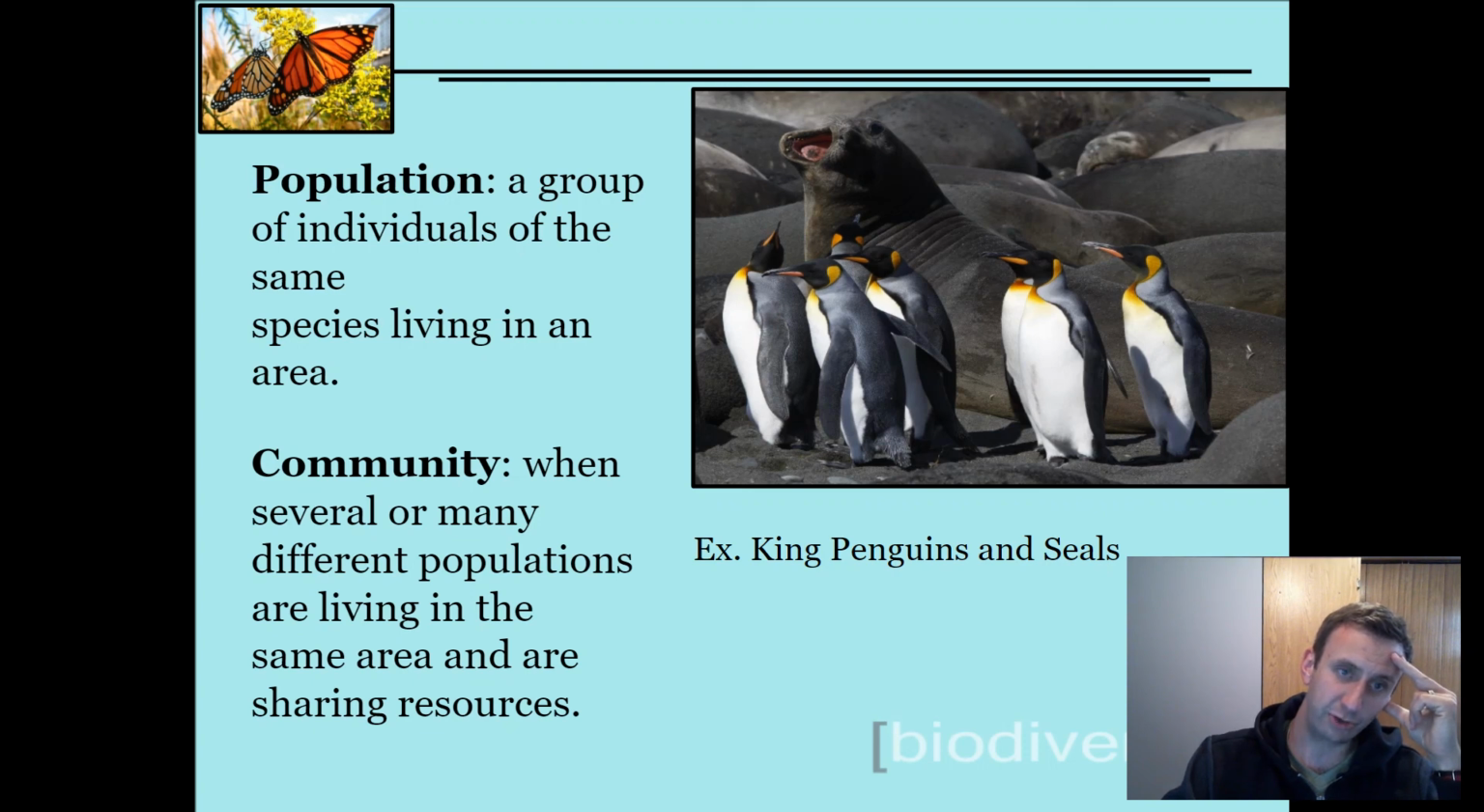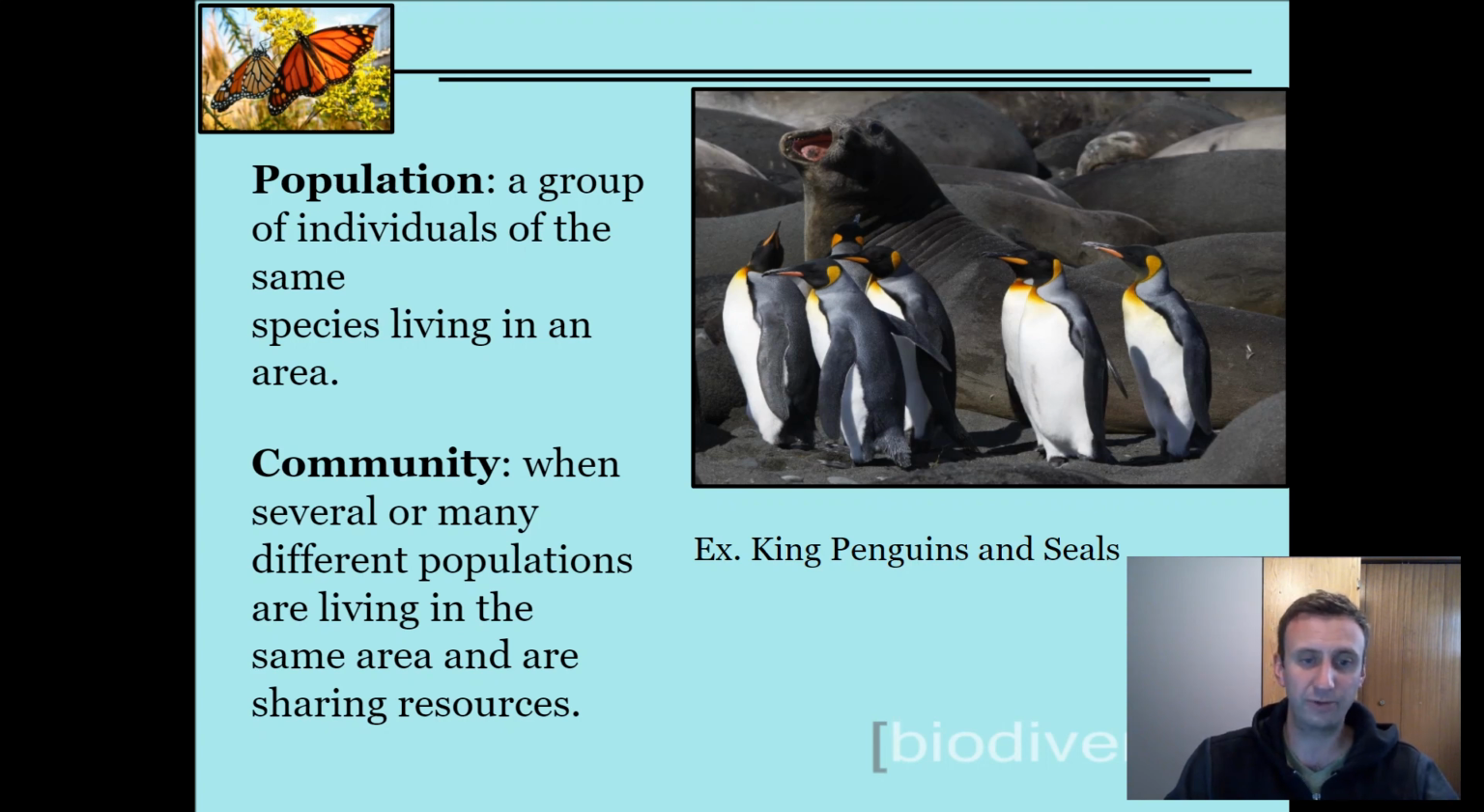Population is defined by a group of individuals of the same species living in an area. So when I'm talking about a population, it's just like a city, right? Where you say the population of a city, it's how many individuals you have of that species, normally humans, right? When I talk about a community, that's now taking a look at many different populations interacting together.